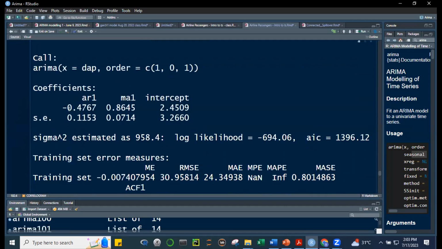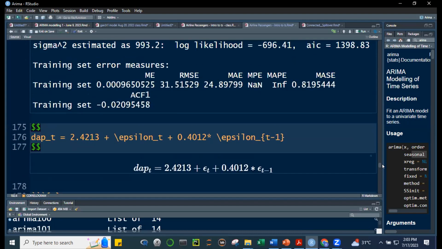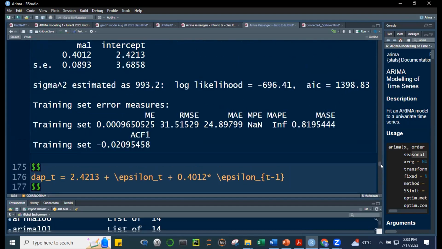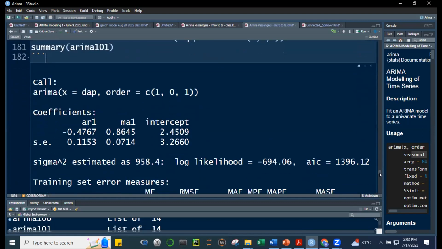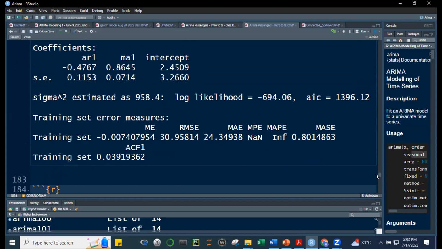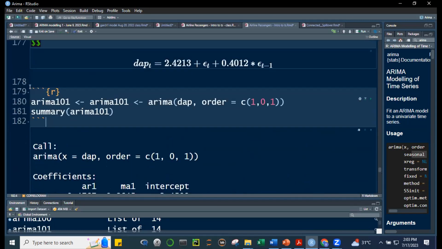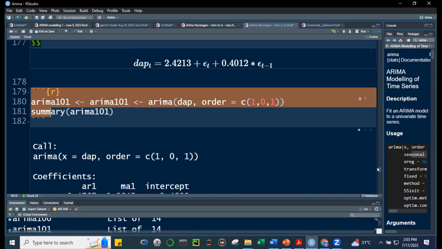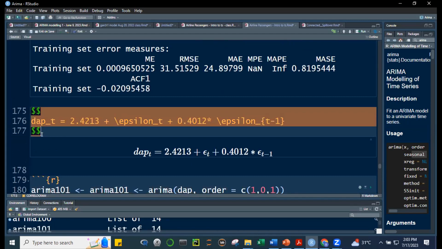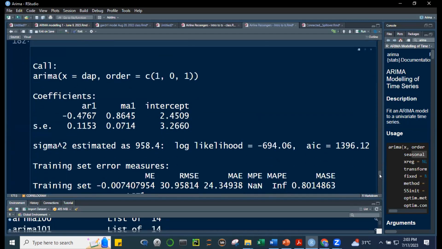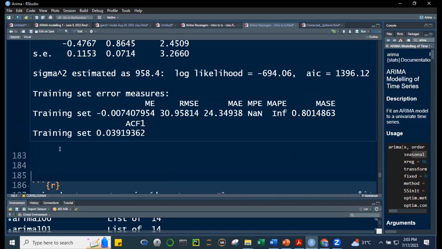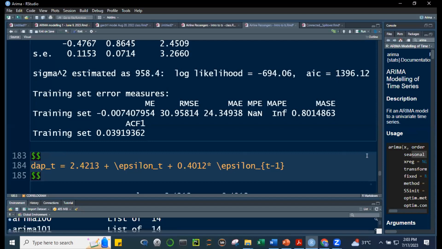Oh, yan. May AR1 component tayo. May MA1 component. And if we compare it with the MA1, 1396, 1398 to, no? So which means mas maganda tong ARIMA 101, no? Kasi 1396 to eh. So let's write the equation. Control C. Okay, let's write the equation here. Control V. So our intercept is 2.4509.